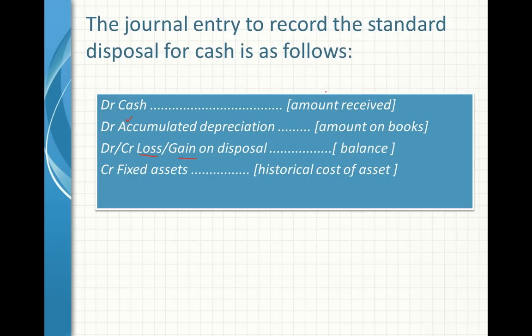What amount did you receive? In my previous example, 8,000 you received, and accumulated depreciation you removed. The historical cost of the asset, the total amount of the asset, the balance will be a question mark. In my first example, a 10,000 worth asset was sold for 8,000, the balance was a loss of 2,000. In the second example, a 10,000 worth asset was sold for 10,200, there is a gain of 200.